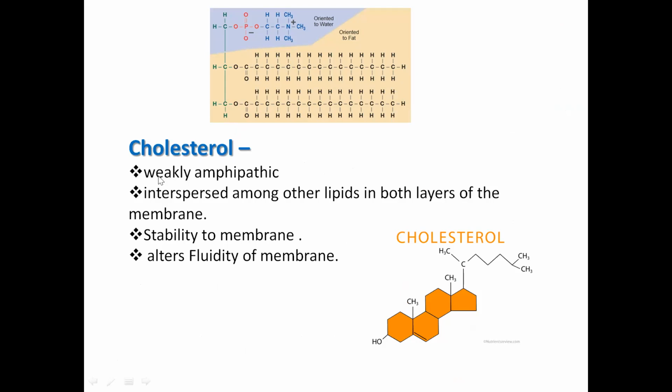Next we will talk about cholesterol, because cholesterol is another lipid. It is amphipathic, first of all weakly amphipathic. It is interspersed among other lipids in both layers of the membrane, and it provides stability to membranes. It also alters fluidity of membranes. So you can see the cholesterol. This is the cholesterol molecule, and if you see, this is a cyclic aliphatic molecule.